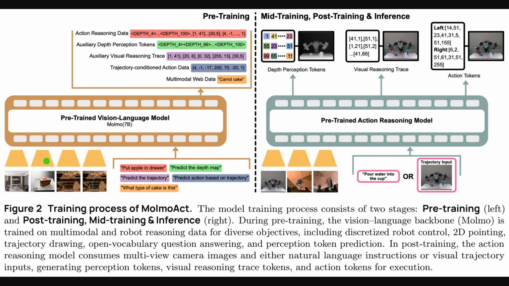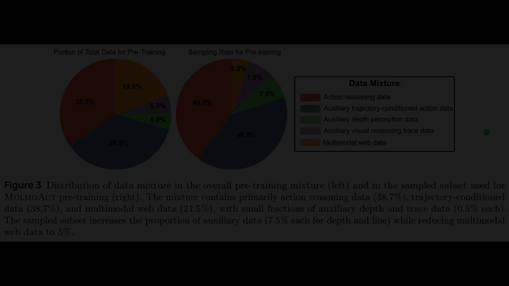Next, this split diagram clarifies the training and usage flow. On the left, pre-training feeds a vision language model with mixed robot and web data, teaching depth prediction, trajectory drawing, and discretized control. On the right, the trained action reasoning model takes multi-view images and either a natural instruction or a user-drawn trajectory, then outputs 3 streams: depth tokens, a visual trace, and final action tokens. The key message is modular learning first, then editable spatial reasoning at inference.